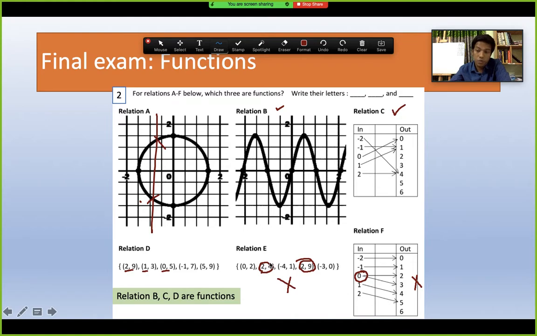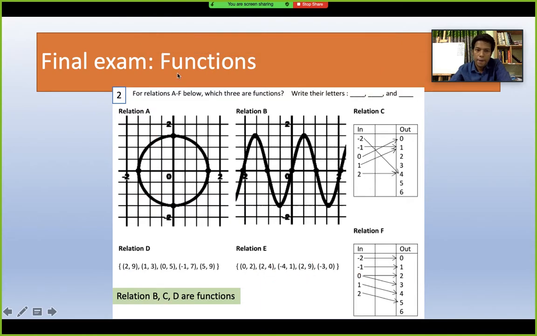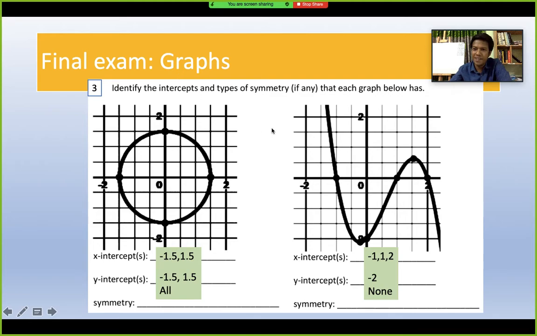Domain, to be a function, every input must have only one output. They cannot have 2 or 3 different outputs. Each input should have only one output. This is the condition for a function. That's why this one is not a function, this one is not a function, and this one is not a function. So B, C, and D are functions here. Since it is a revision slide, we will go a bit quick, but of course we can discuss them in detail if you need during the class.